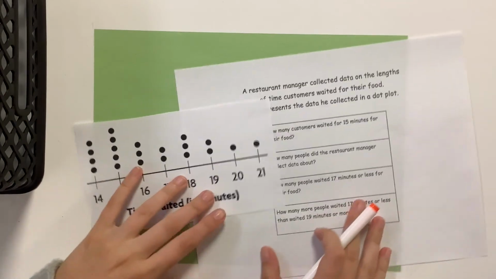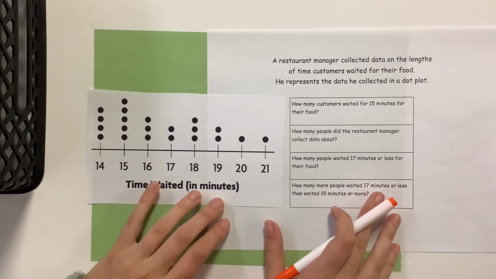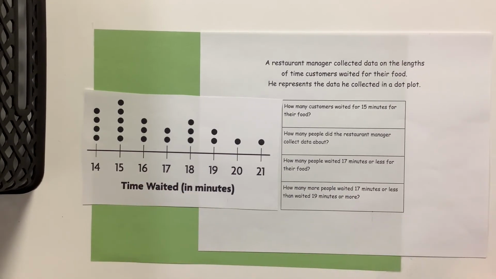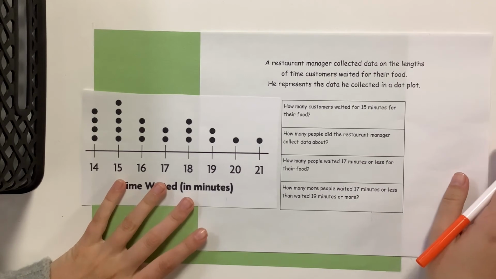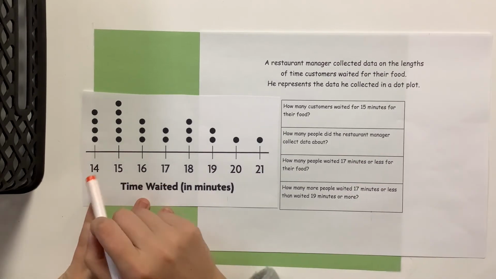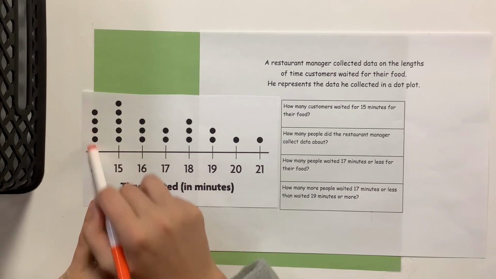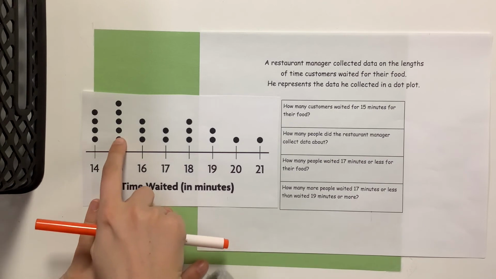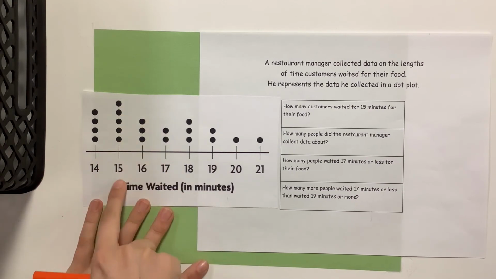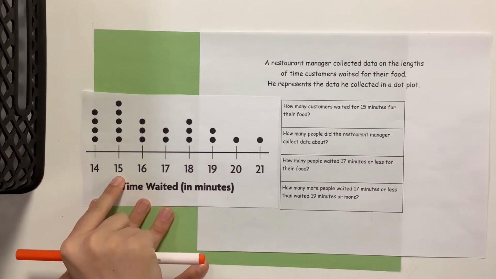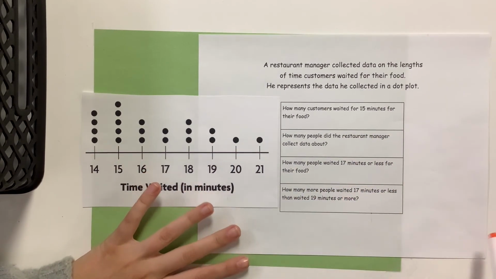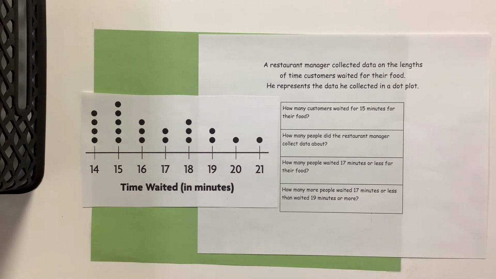Now, I'm going to show you another dot plot, and I want you to try and answer these questions. So a restaurant manager collected data on the lengths of time customers waited for their food. He represents the data he collected in a dot plot. So 1, 2, 3, 4 times customers waited 14 minutes for their food. 1, 2, 3, 4, 5 times customers waited 15 minutes for their food. Can you go through and try to answer each one of these questions? Go ahead and pause the video and see what you come up with.